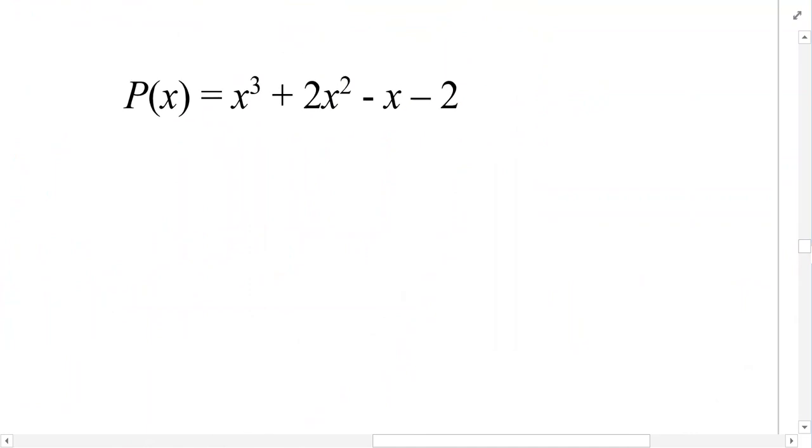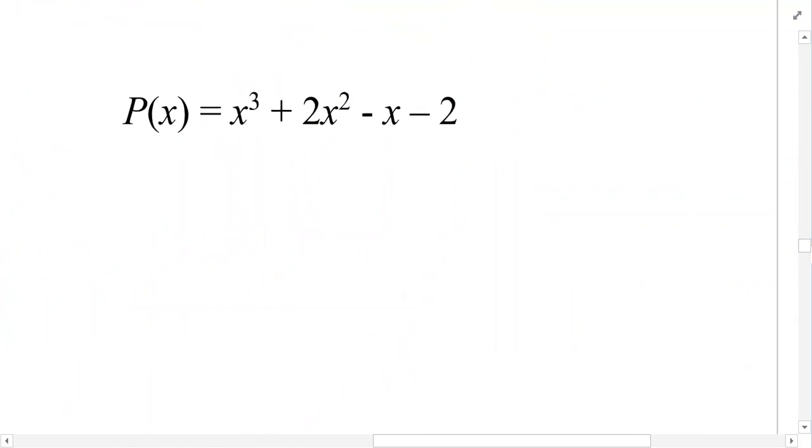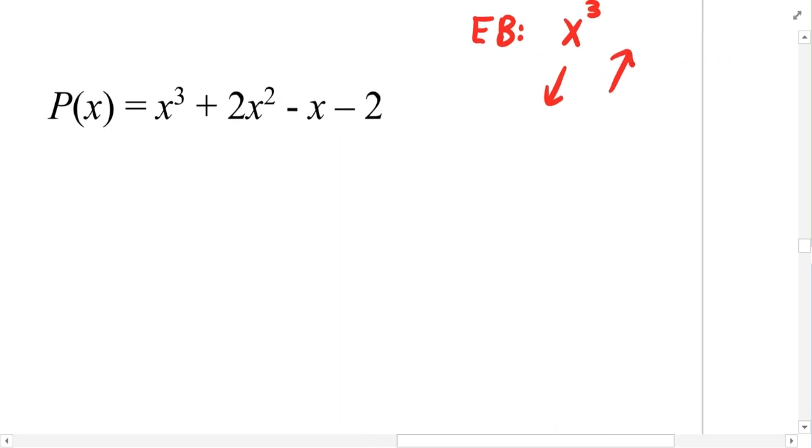Ooh, this one's a little interesting. It involves a different strategy of factoring. I wonder if you remember it. So to start, we're going to say our end behavior. We have a positive cubic, which we know is a down, up. So now I need to do my factoring.